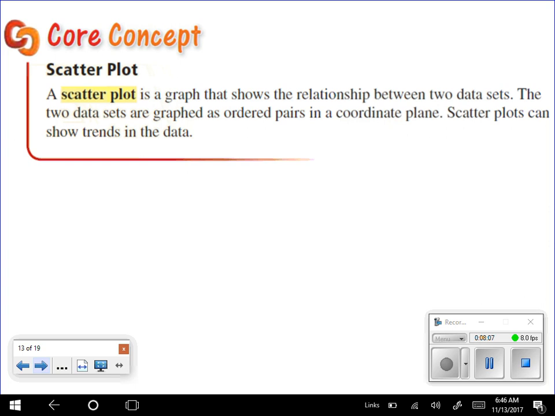Alright, then the next day we quickly talked about scatter plots. Scatter plots are a graph that shows relationships between two data sets. It can be graphed as ordered pairs, and they show trends in data, so we talked about positive and negative correlation. And a big thing with this is we talked about drawing lines of fit.